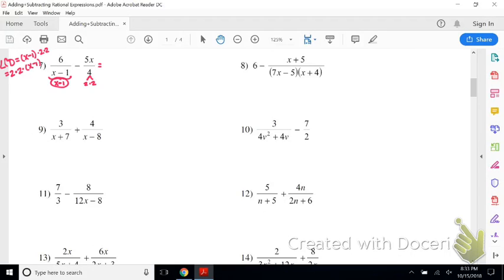Because we have 2 fractions, we're going to set up 2 fractions. And we're going to put that least common denominator in the bottom of it. So we said it was 2 times 2 times x minus 1. And so I put that for both of these.